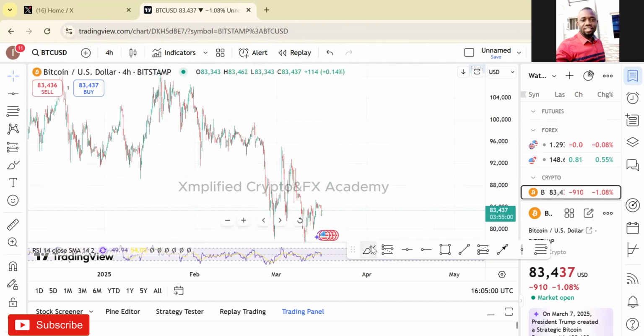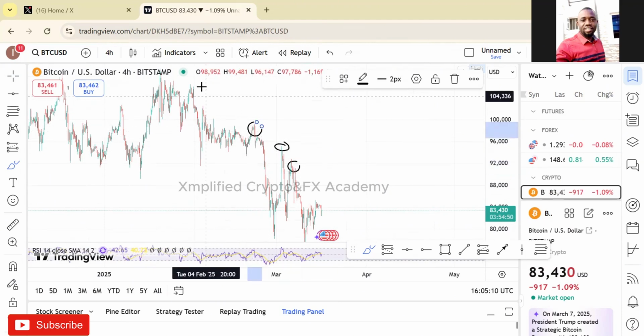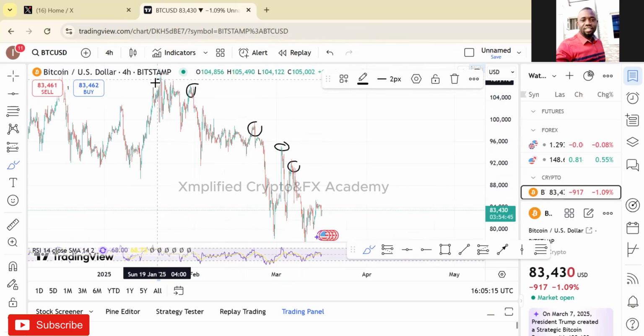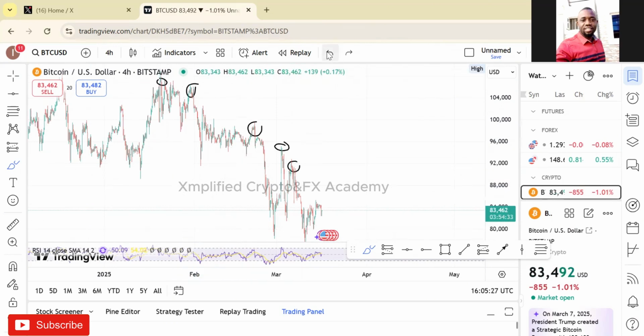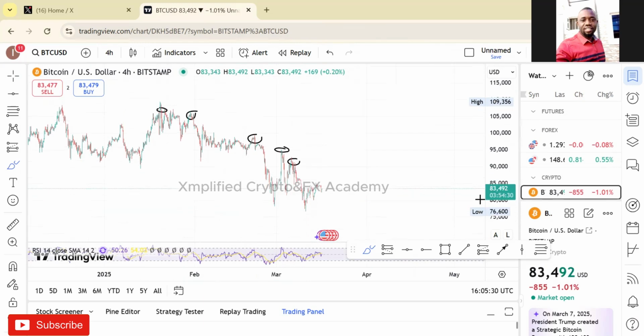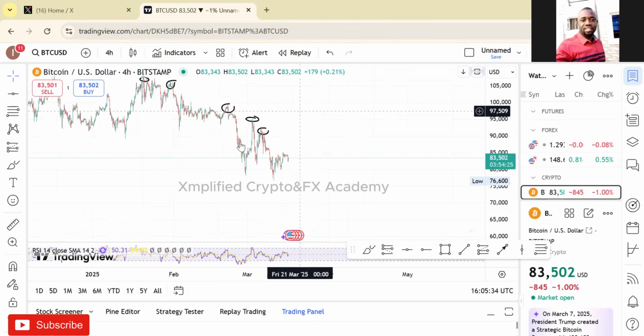Remember, these are tops. These guys are tops. And these tops have not been crossed since Bitcoin started dipping, isn't it? All right. So what keeps happening is new lows, new lows, new lows. That's what we keep seeing.